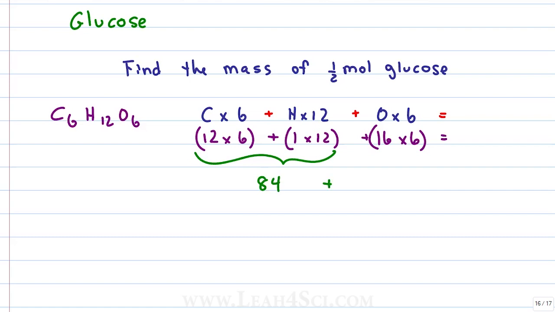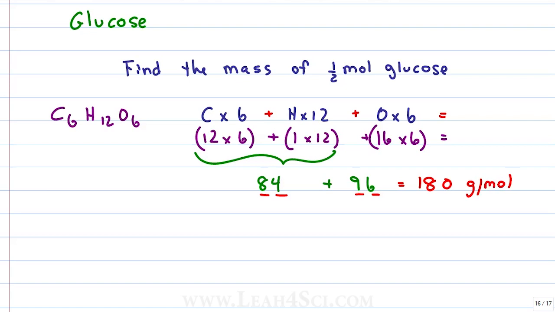16 times 6 is tricky. Think of 15 times 6, which is 90. Add another 6, giving you 96. And then we add it up. 80 and 90 is 170. 4 and 6 is 10, giving you 180, for a molar mass of 180 grams per mole.